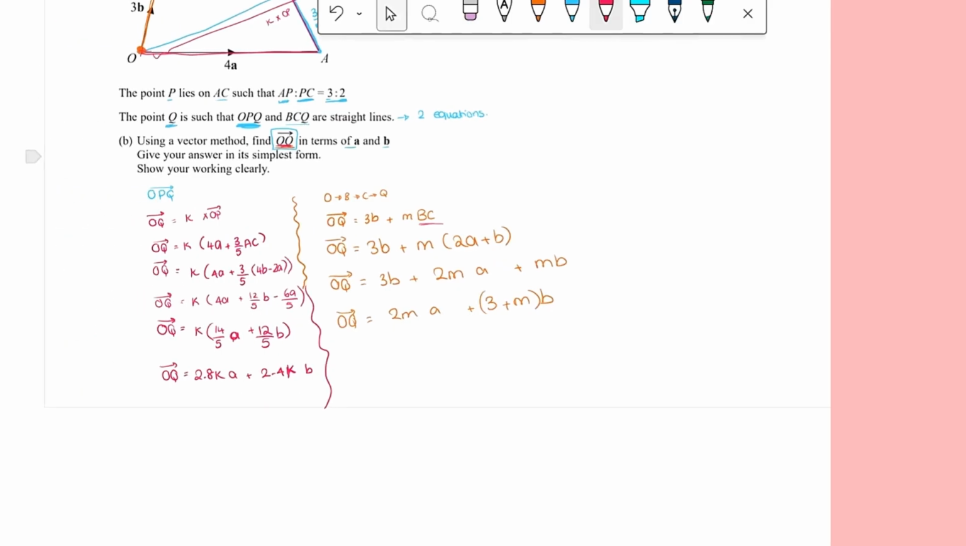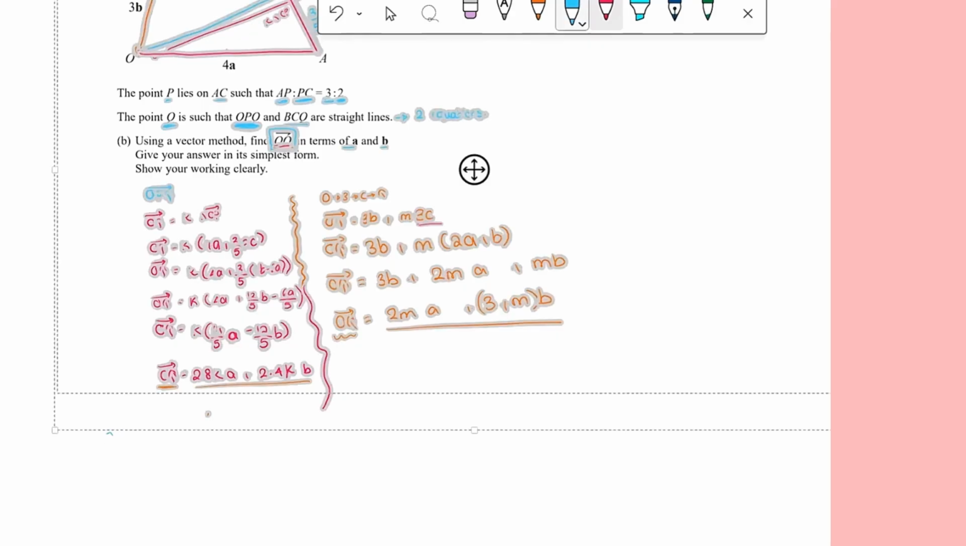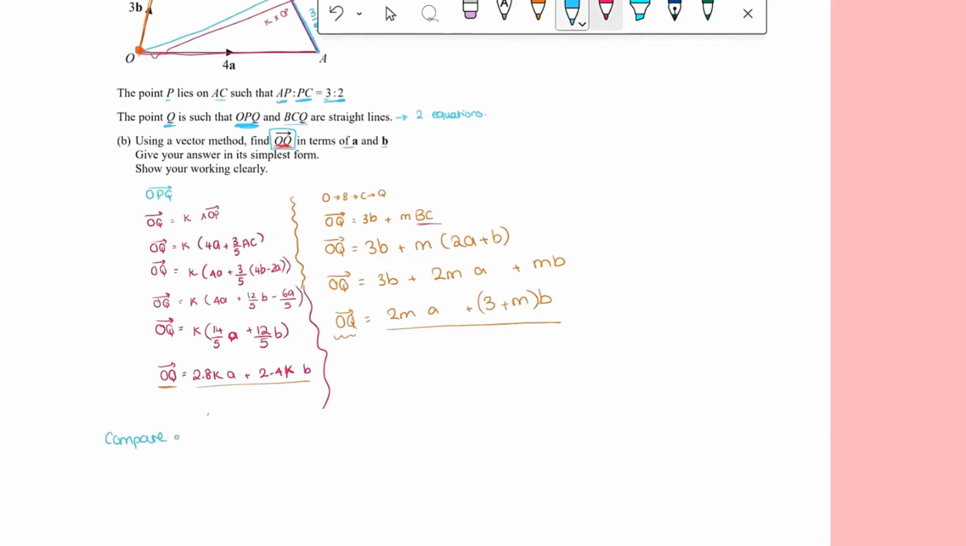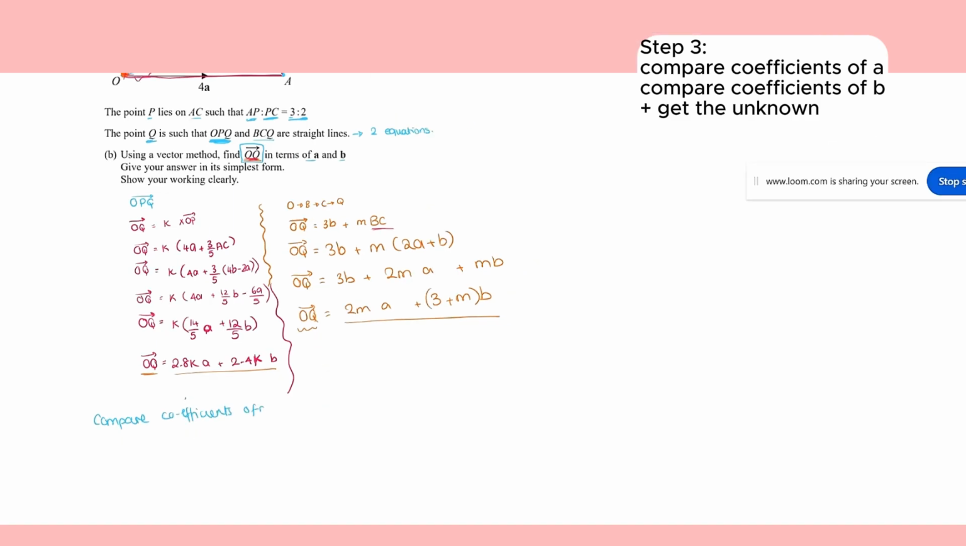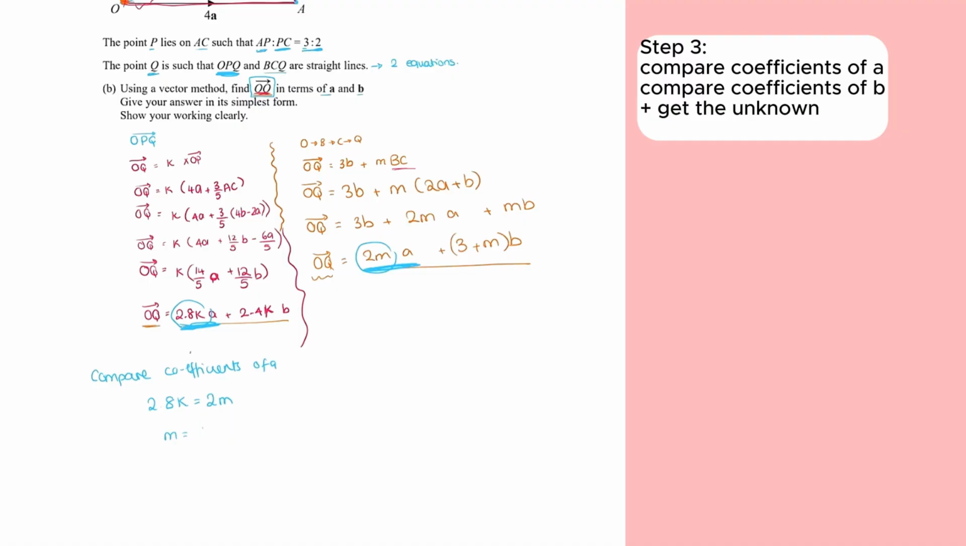And now I end up with two formulas. I know that this one over here is OQ, and I know that this over here is also OQ. So because they're both exactly the same, they're both OQ, I can compare the coefficients of a and b, okay? So let's write that down over here. I'm going to look at the a's, comparing the coefficients of a, which means just the a's here and here. 2.8k would equal 2m. So m equals, divide by 2, 1.4k.